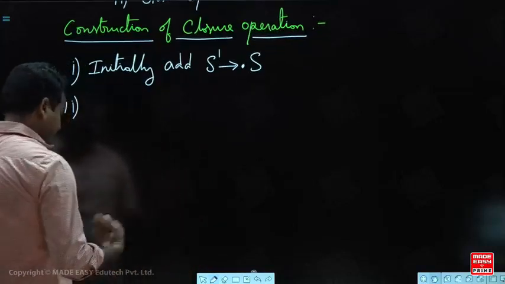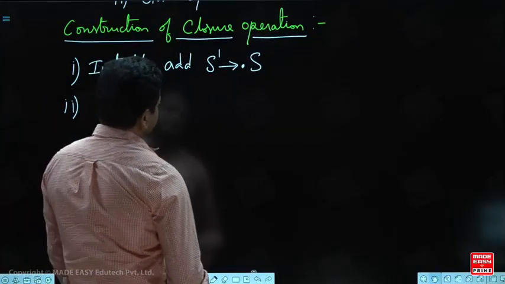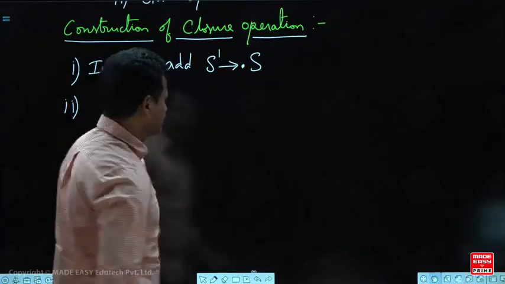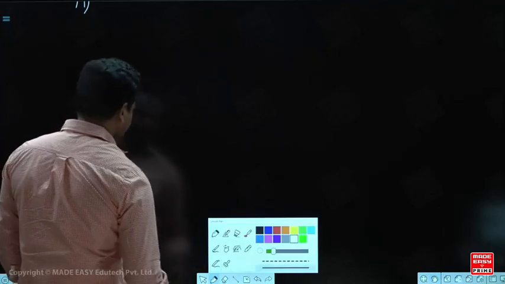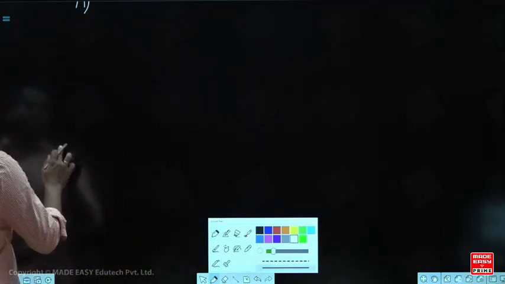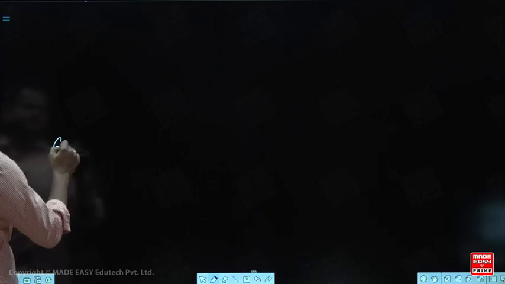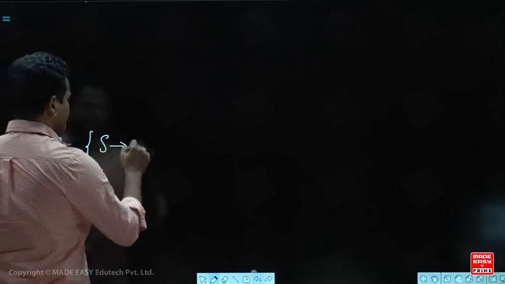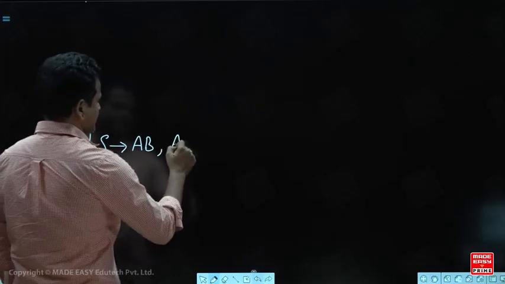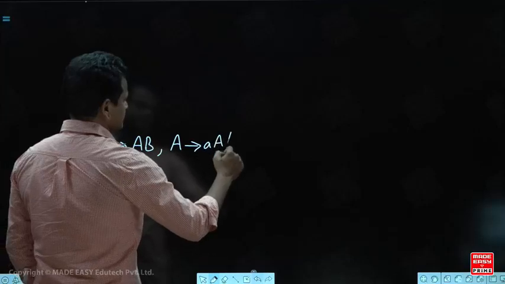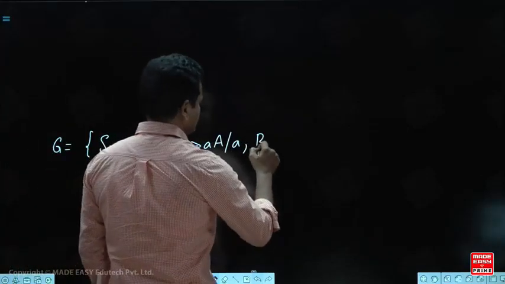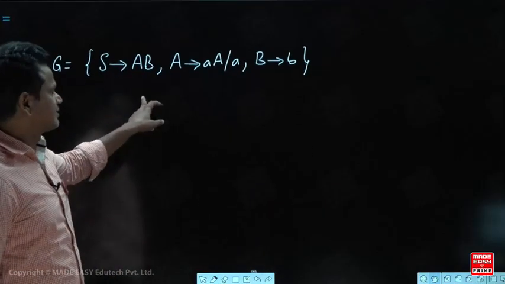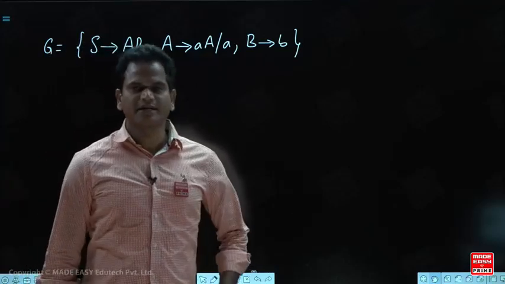And what is the second step? Before going to the second step I will explain the second step with an example. Now look at this grammar, don't write anything. We are constructing the canonical set of items.